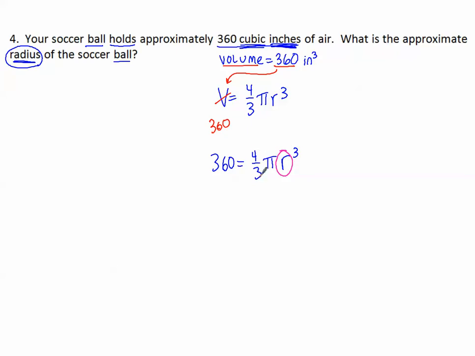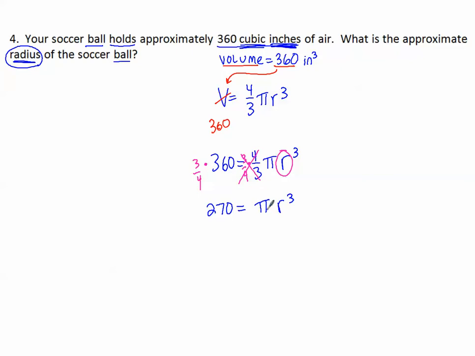How do we get rid of 4/3? Well, when it's a fraction, we multiply by the reciprocal. So we can say times 3/4, times 3/4. That gets rid of it from this side. And on this side, we're left with 270. 270 equals pi radius cubed.